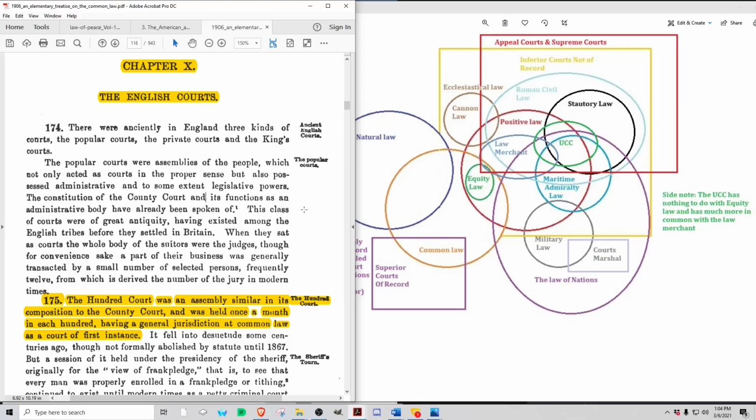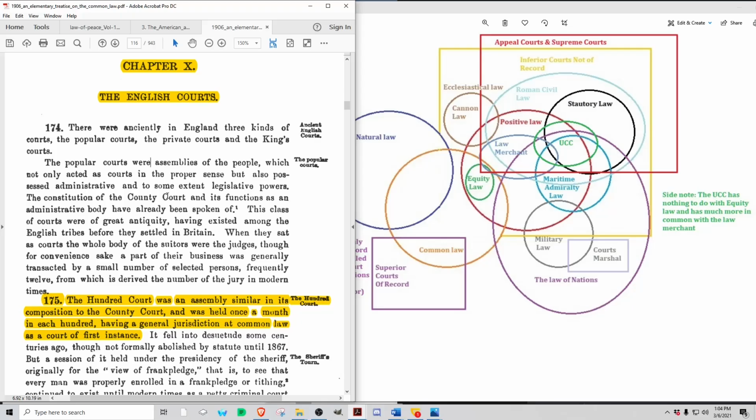The Constitution of the County Court and its functions as an administrative body have already been spoken of, which I won't get into, but it's basically what I just said. This class of courts were of great antiquity, having existed among the English tribes before they settled in Britain. Right? So this gets back to Celtic Druidic, before the Saxons, before the Vikings, before all of them intermingled with each other.